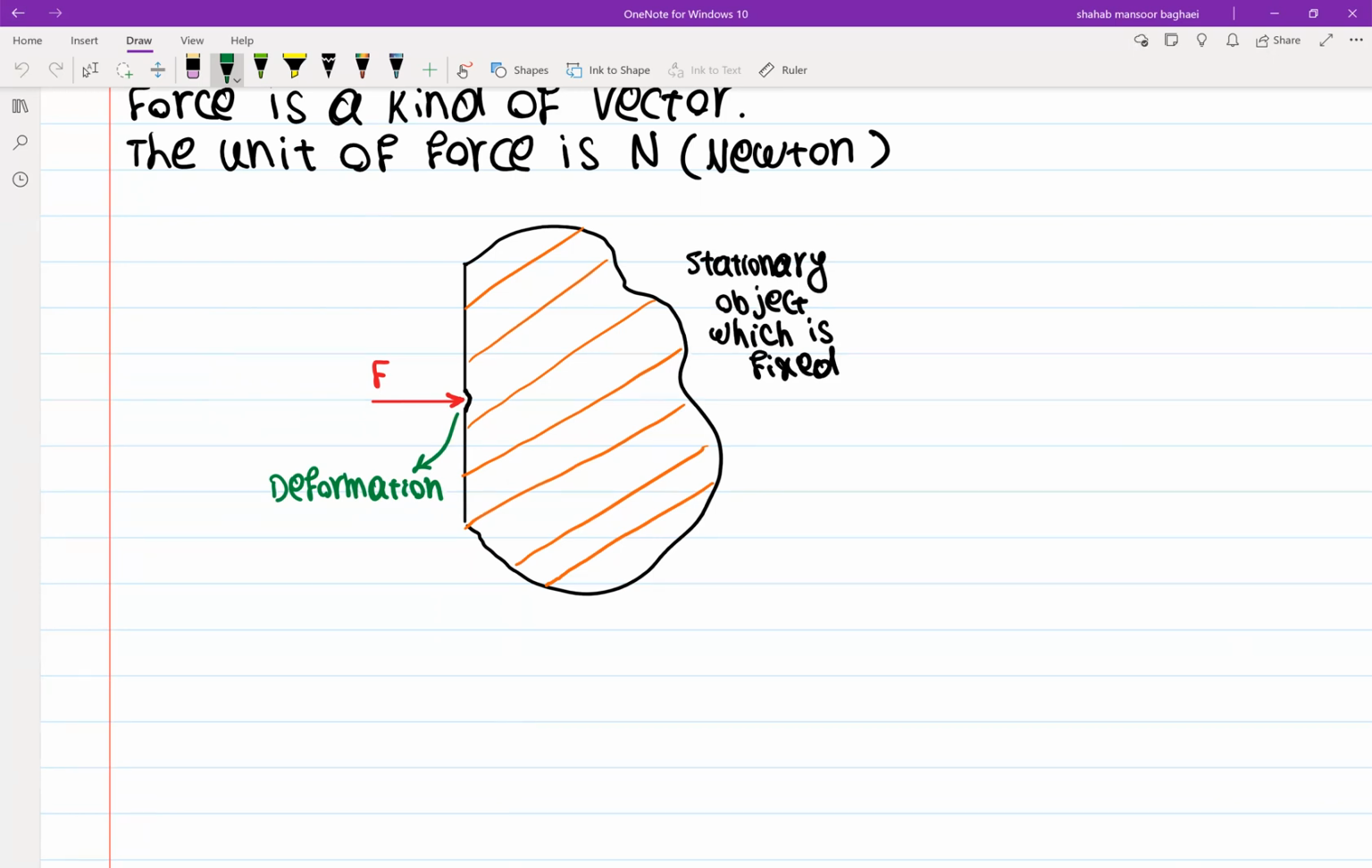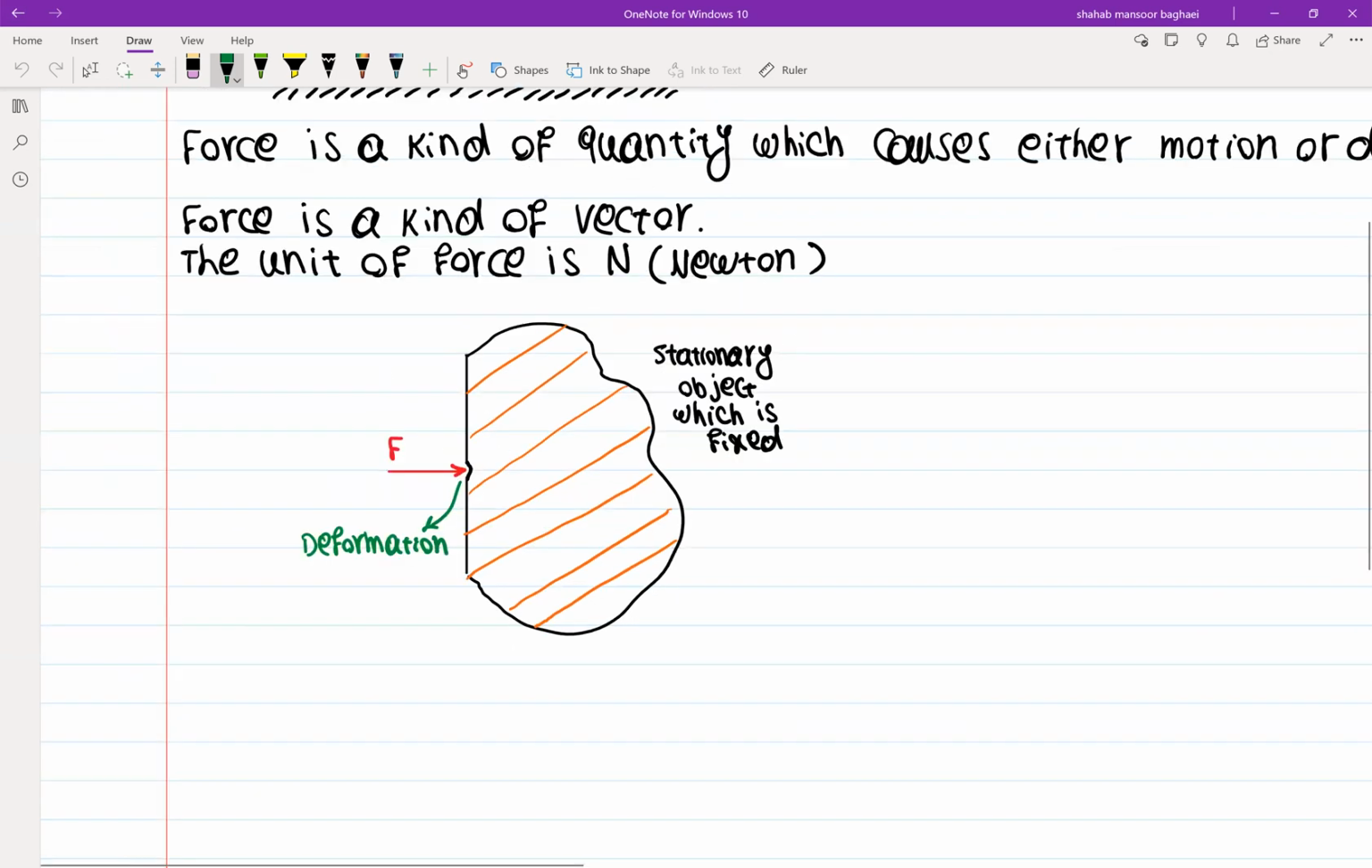In other words, you can have either motion or deformation. If you cannot move your object, definitely you will have a deformation. And if your object is completely free to move, you can excite it by your force and you can move it. This is the definition of the force. Okay, that's good. Now we can switch to Newton's laws.